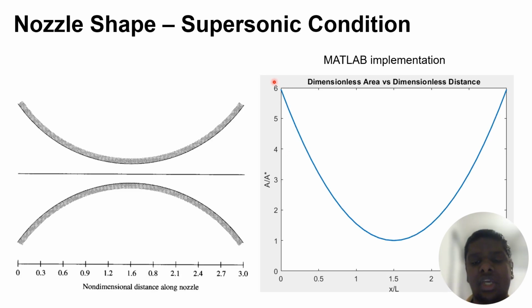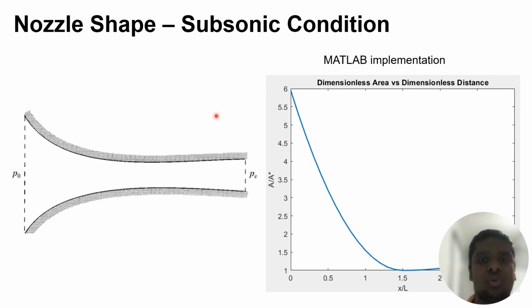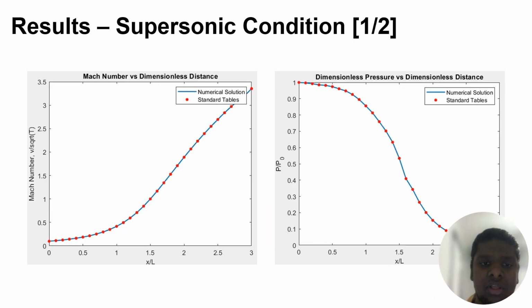So for the supersonic case as well as the shock case, we'll need to consider a quadratic profile for the nozzle geometry. This is to ensure that there is choking or that the velocity approaches Mach 1 at the throat at x equal to 1.5. Whereas for the subsonic condition, we don't want the flow to choke, and hence we'll have to consider a different geometry. So moving on to the results.